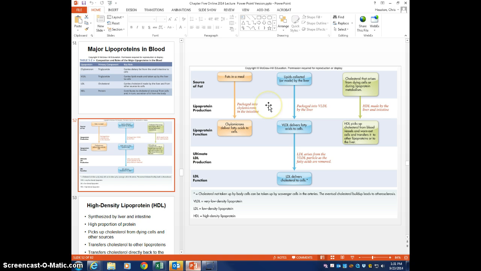So again, just to review some of the differences in the dietary and fats found in the body. The fats that are found in a meal are found in the source of triglycerides. Basically, through digestion, we package them into chylomicrons in the intestine and send those chylomicrons out into the cells. The lipids that are collected or made by the liver deliver fatty acids to the cells, and then the LDL takes that cholesterol right to the cells. And this is the one that we want to be low, where ultimately the cholesterol that arises from dying cells, we want that HDL to pick it up.